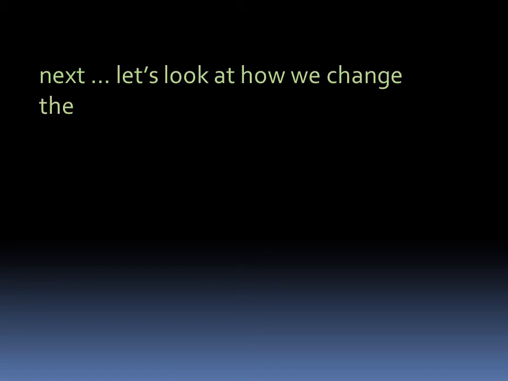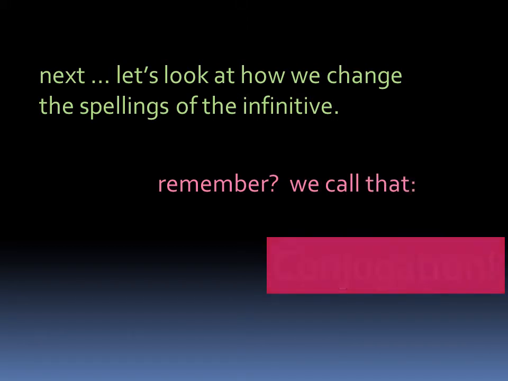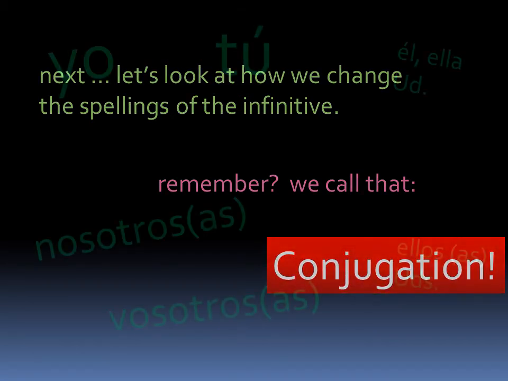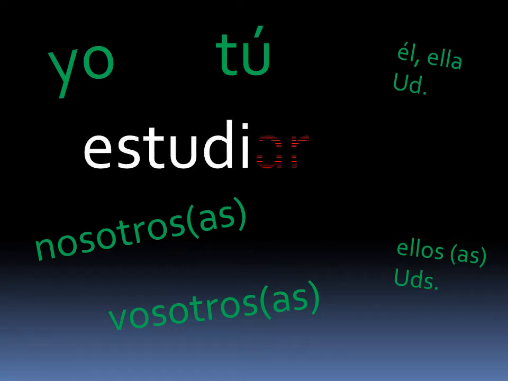So we've done the subject pronouns, but now we have to talk about changing the spelling of the infinitives. Remember what we called that again? Here it comes. Right, conjugation. So let's learn how we conjugate those infinitives next. We'll go back to our chart form in a minute, but first we need to recognize an infinitive like estudiar, to study. And when we conjugate it, we need to remove that infinitive ending in R.